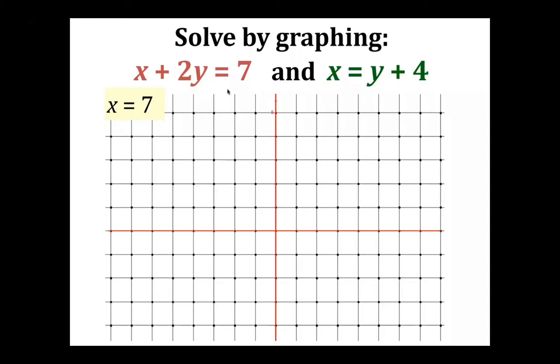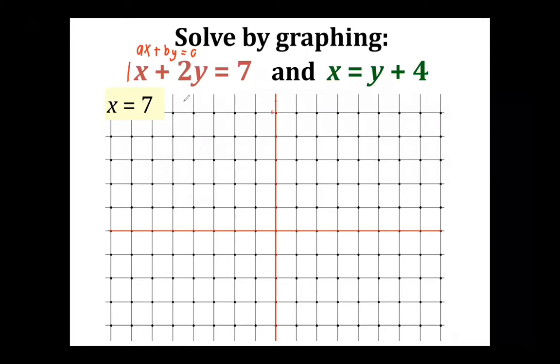So let's take a look at our first equation. We have x plus 2y equals 7. Notice that this is actually in standard form, so you can use the Intercept shortcut. This is in ax plus by equals c form. So using the Intercept shortcut, you can find both the X-Intercept and the Y-Intercept, graph those 2 points, and connect them with a line. So I first found the X-Intercept.